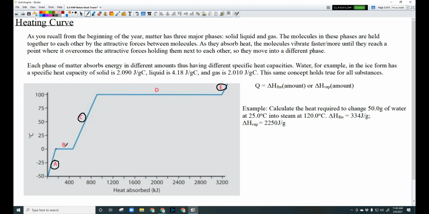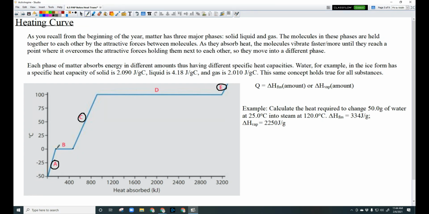Once it hits 0 degrees, see this flattens out here? That's because the ice stops heating up. The temperature is not rising anymore because once it hits 0 degrees, the energy we're putting in is being used to force some distance in between the molecules. The molecules are vibrating faster, so the energy is pushing them further apart, enough so that it changes phase to liquid.